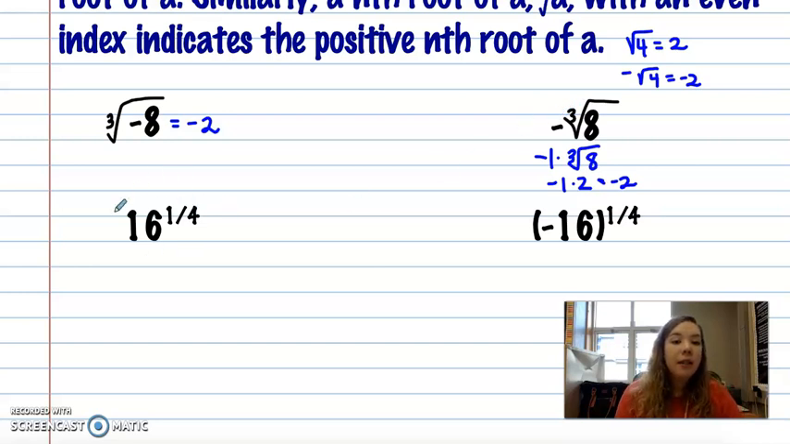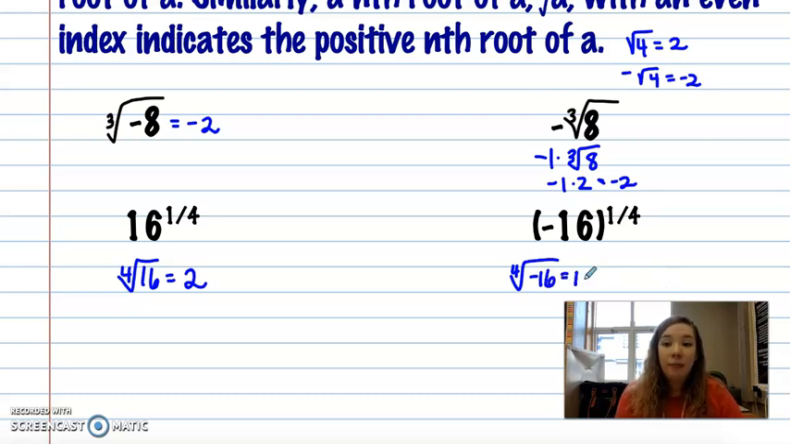Here we have the 4th root of 16, and since there's nothing in front, we're going to assume it only wants the positive root. So the 4th root of 16 is 2. And this one wants the 4th root of negative 16, which we just talked about on the last slide is not possible. If you have an even index, you cannot have a solution, because there's nothing that will be multiplied together 4 times that ends up being negative. It'll always end up being positive.